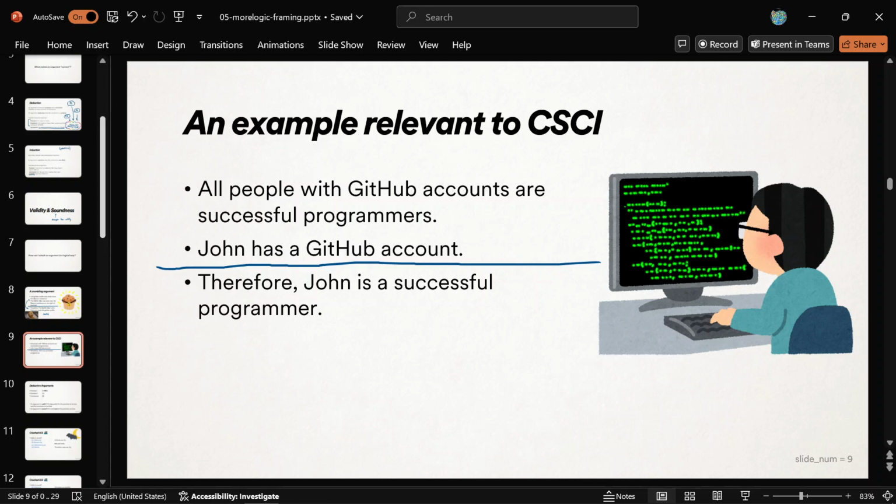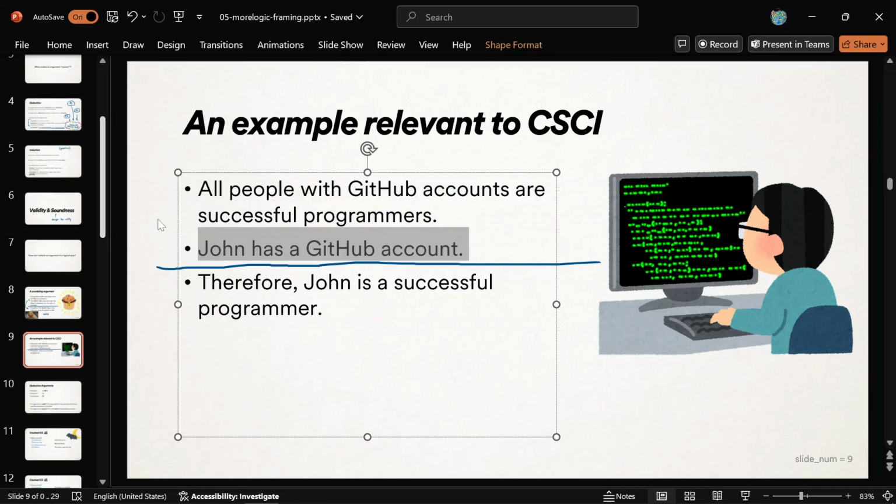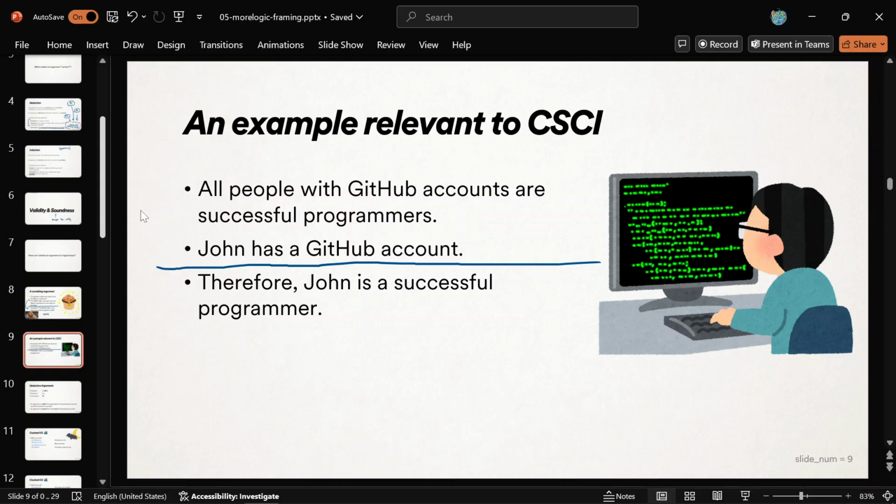Here is an argument for you. So all people, assume these two things. Assume that all people with GitHub accounts, GitHub is just a place where you can put your code. It's a public place where you can share code. That's what I do for our Code from Class. Have you seen that? So all people with GitHub accounts are successful programmers. Assume that. And then assume that John has a GitHub account. And then therefore, we're concluding that John must be a successful programmer. Does this argument check out?